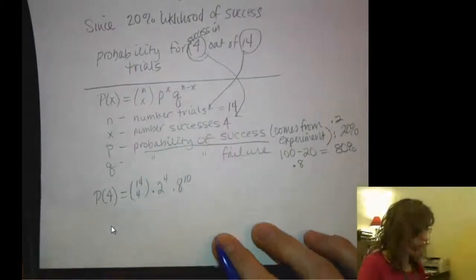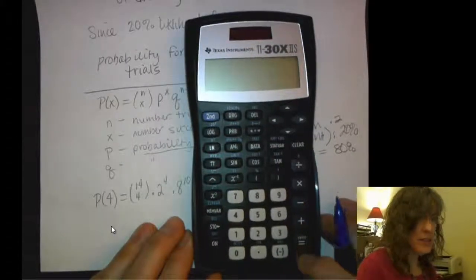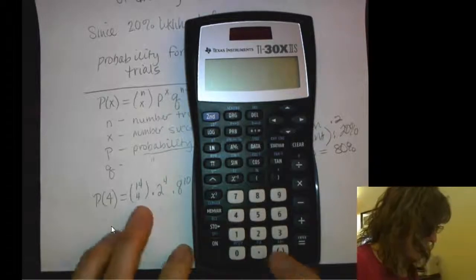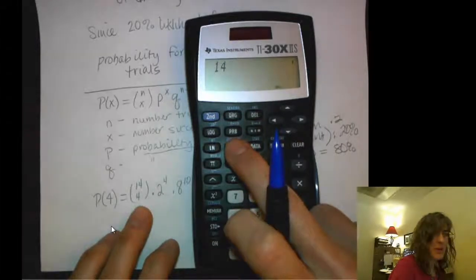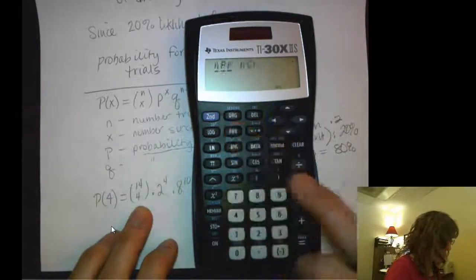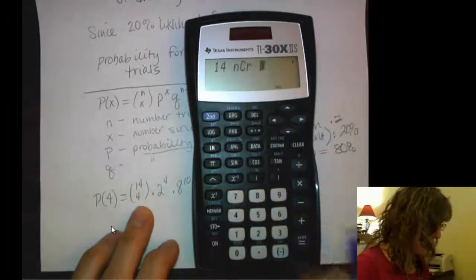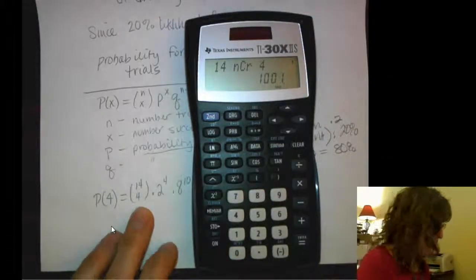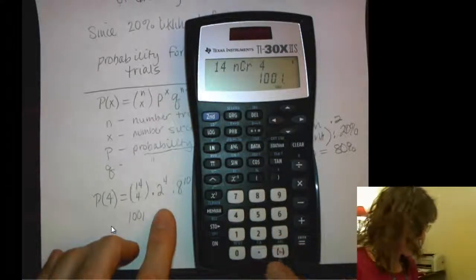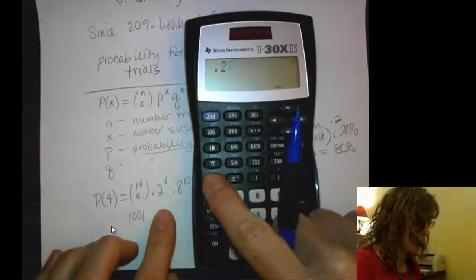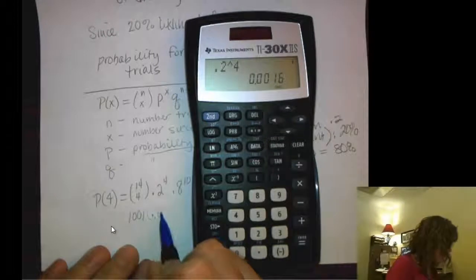Now I just have to plug all those in on my calculator. See if we can show enough of that so you can see it. And I'll do 14, turn it on first. 14, and remember on this calculator you use the PRB button. And I move over to N choose R equals, so I have 14 choose 4, put in the 4 and the enter, and it says 1001. And then I'll do 0.2 to the 4th. There's my to-the-power button, the 4th. So multiply by 0.0016.